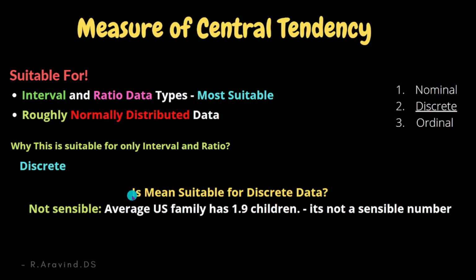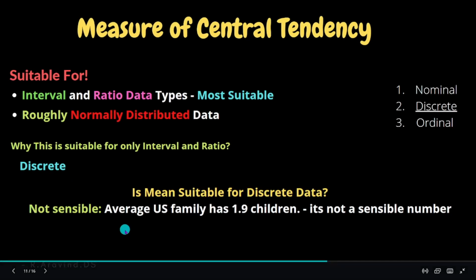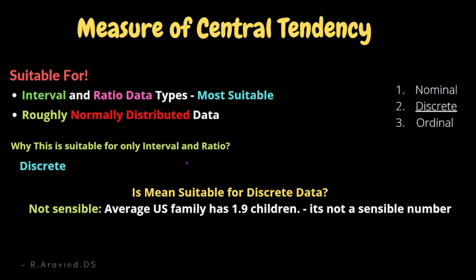I'm asking a question: is the mean suitable for discrete data? It is not sensible. I'm not saying it is not possible, but it does not make any sense. For example, the average U.S. family has 1.9 children. So it is discrete data. How do you interpret the discrete value 1.9? It is the average. So in the US, I'm just making a survey for you: try to pick the average number of children in the US.